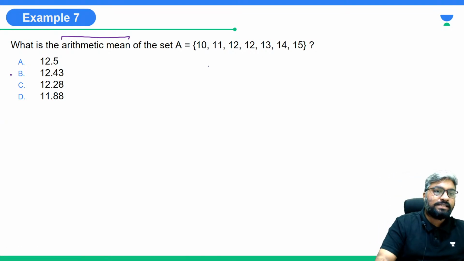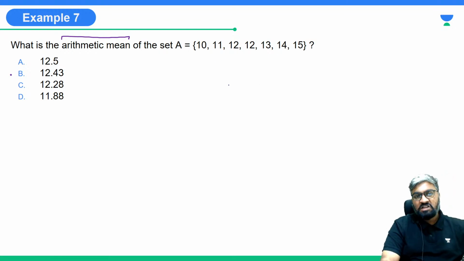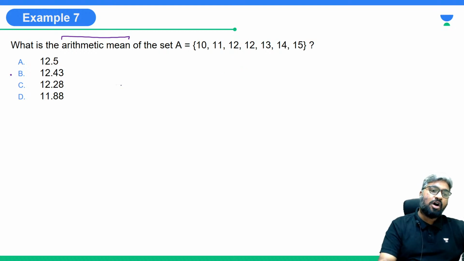चलो, so is this in AP? क्या ये arithmetic progression में नहीं है, not in arithmetic progression, right? So what will we have to do? We will have to go by normal method, right?